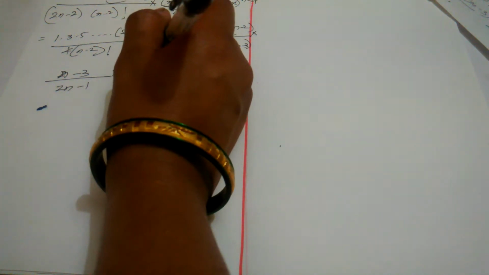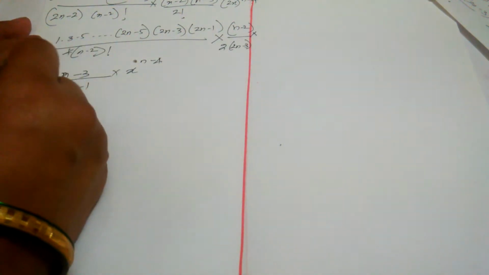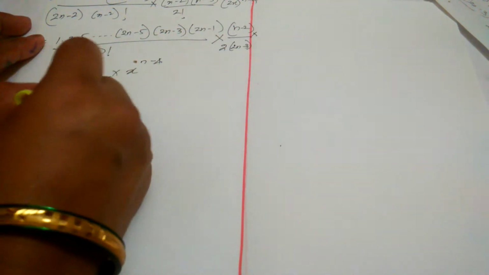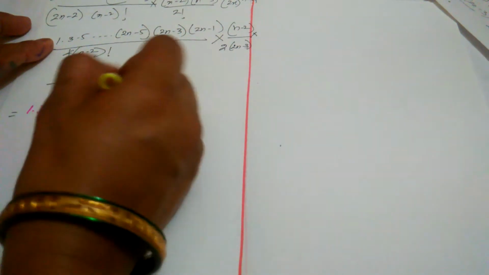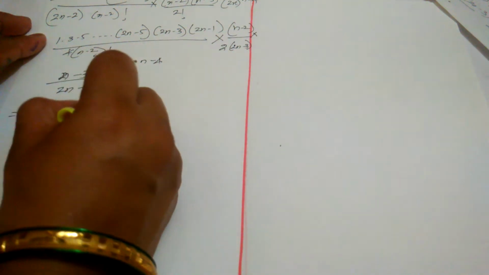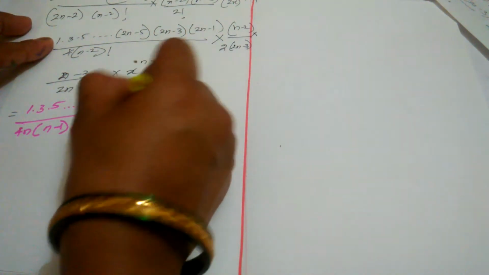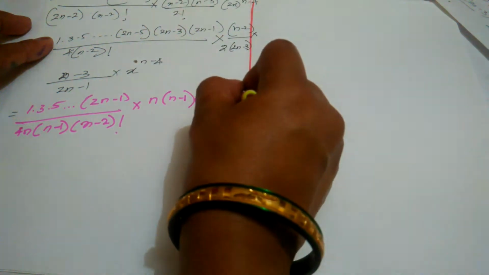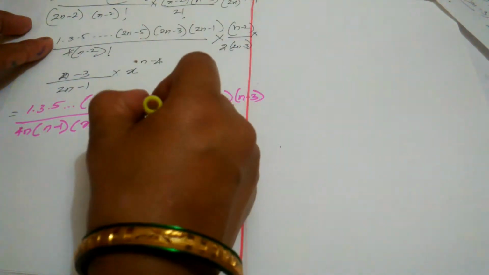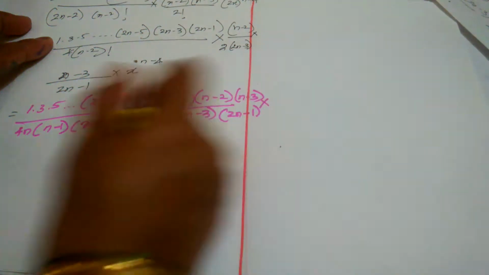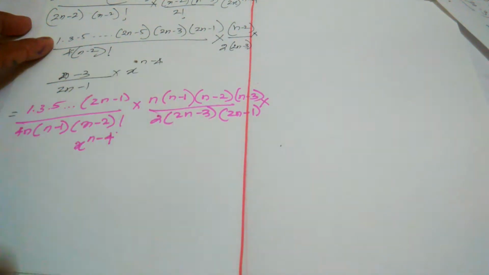Okay. Now next step it is which is equals to 1.3.5 2n minus 1 divided by 4 of n into n minus 1 into n minus 2 factorial into n of n minus 1 into n minus 2 into n minus 3 divided by 2 of 2n minus 3 into 2n minus 1 into whole into, it will be x raised to n minus 4.